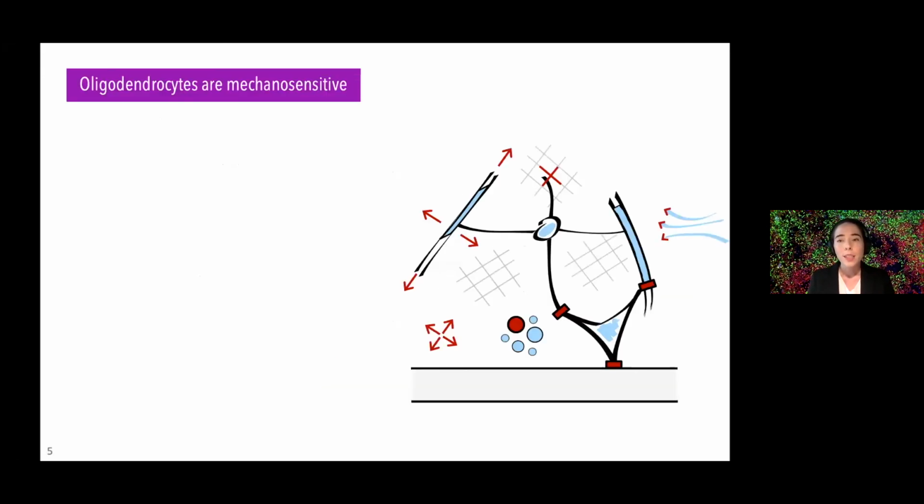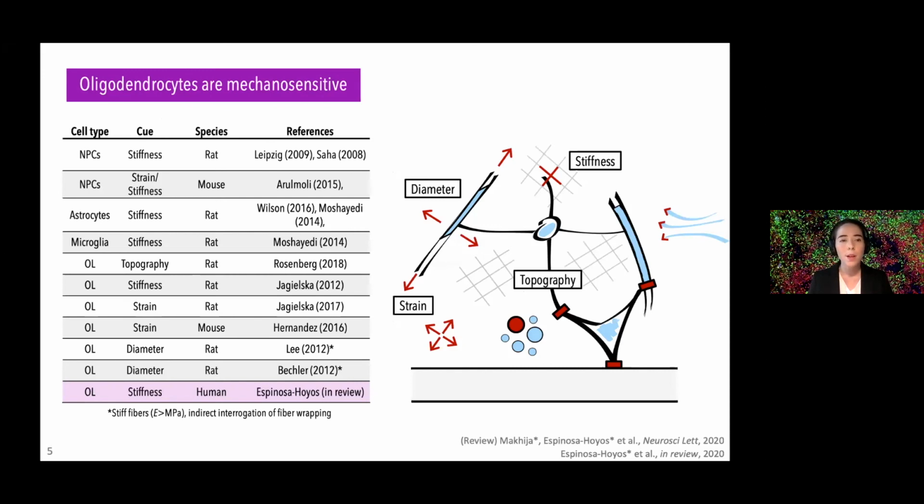One overlooked aspect of myelination is that the myelinating cells, these oligodendrocytes, are mechanosensitive. That is, the various cell types along the oligodendrocyte lineage can sense the physical and mechanical properties of their environment. And this physical environment is continuously changing throughout development, aging, and disease.